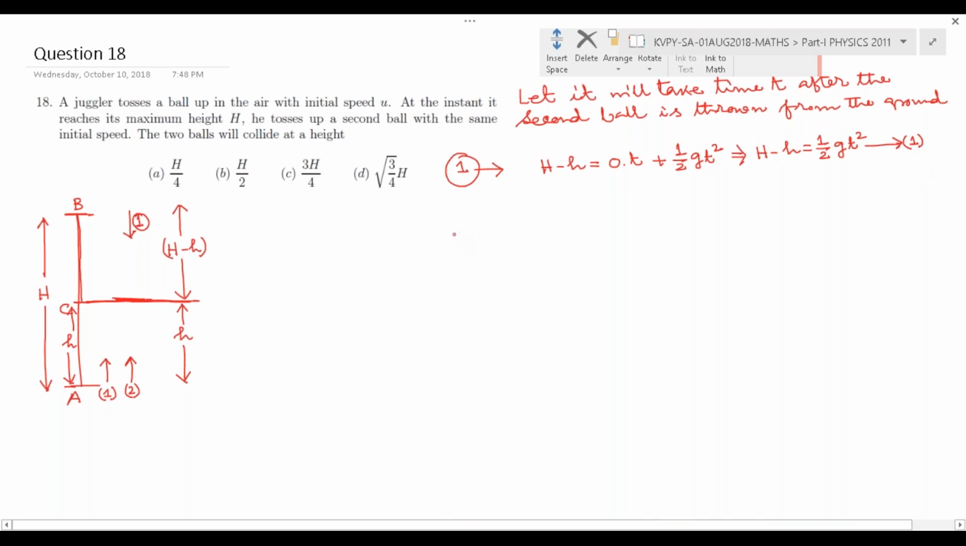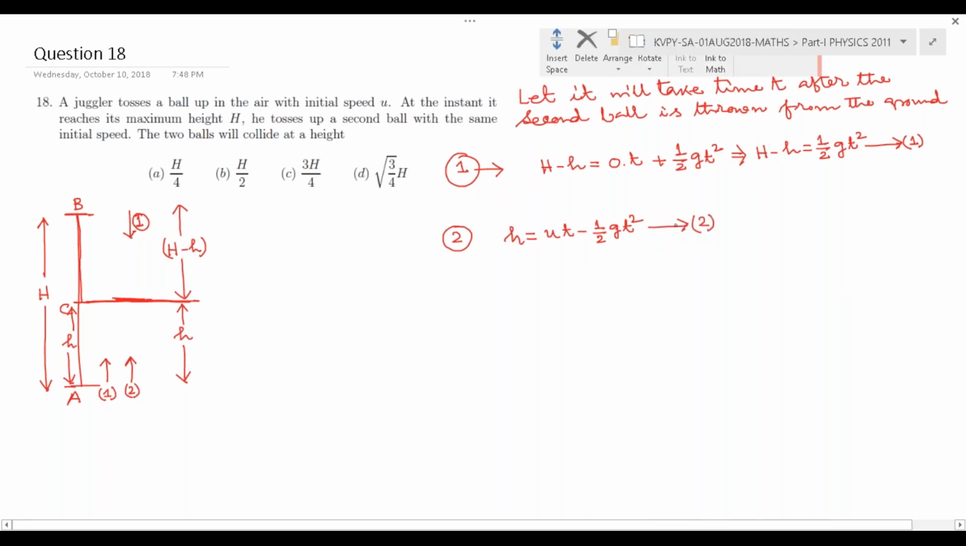Now let's study the second ball. The second ball will cover the distance AC, that is the lowercase h, at the same time t, starting from the point A with an initial velocity u. The formula we can use is that lowercase h is equal to ut minus half gt square, because the ball goes up, but there is a retardation because it goes against the gravitational force. So 1 by 2 g t square. This is the second equation we get.